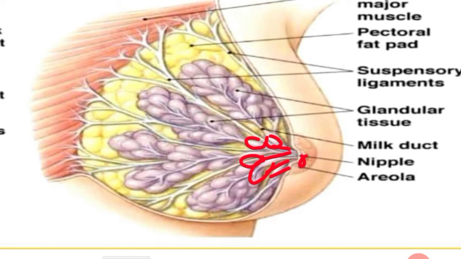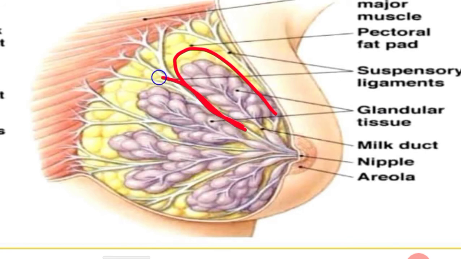So don't think that there is a single pore which produces milk, not a single pore. That nipple region contains a lot of minute pores which eject the milk to the young one after the parturition through the lactiferous duct opening. Got it? Yes, I hope you can understand.